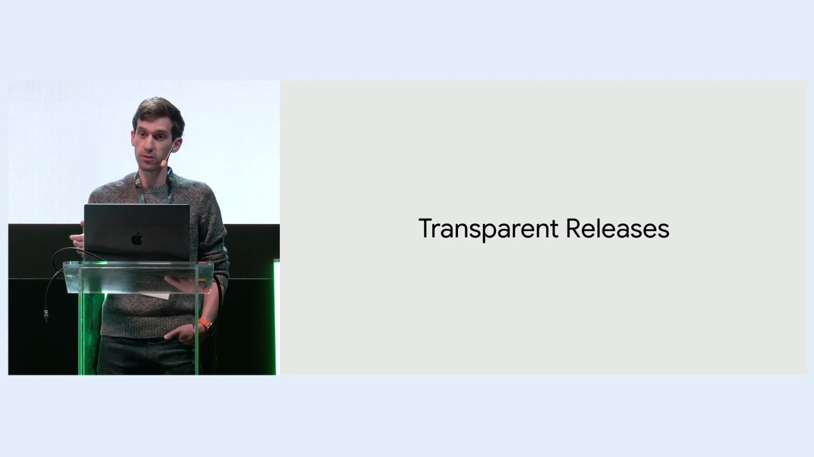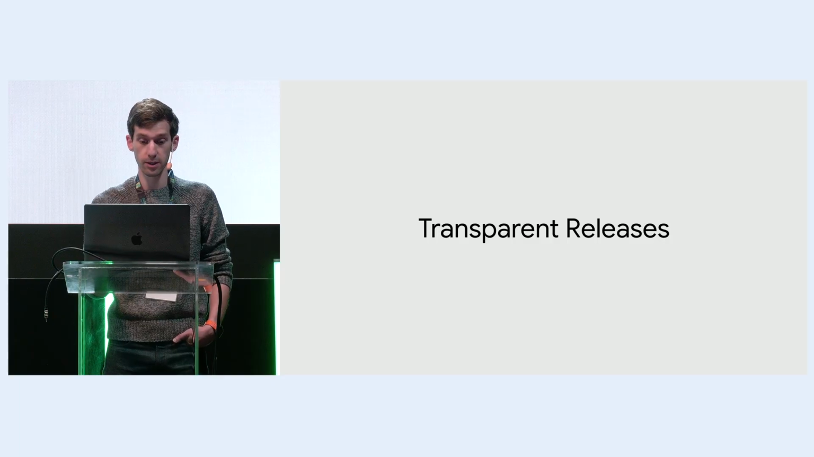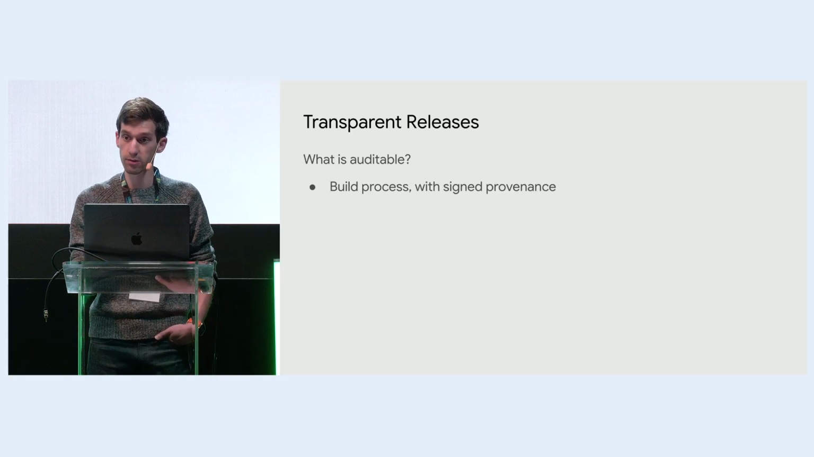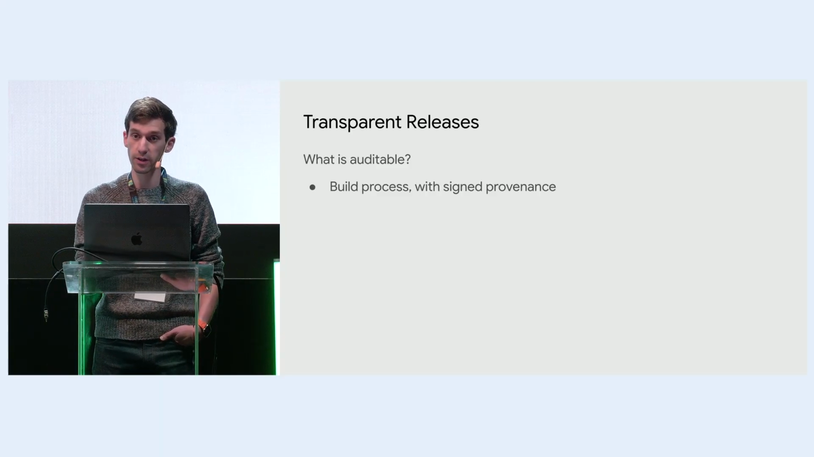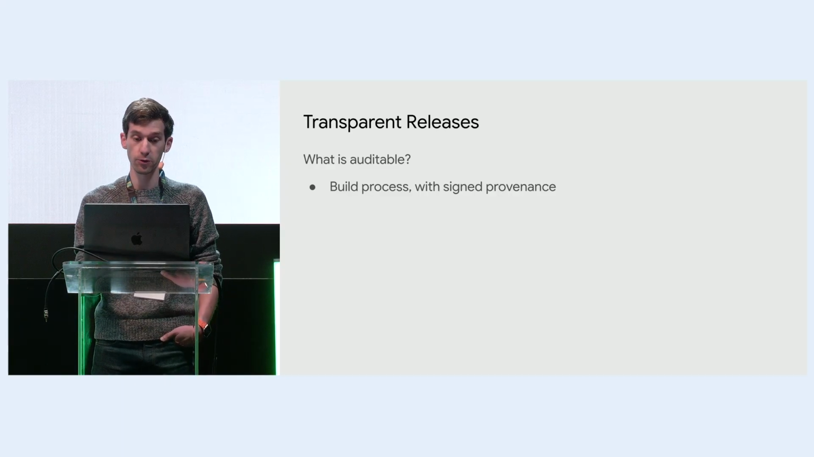So this is the first step along a process that we'll call transparent releases, where we want to add transparency throughout the SDLC. So what's auditable thus far? Well, the build process with signed provenance. But there's a number of other opportunities to add transparency to the upload and download pipeline for package registries.